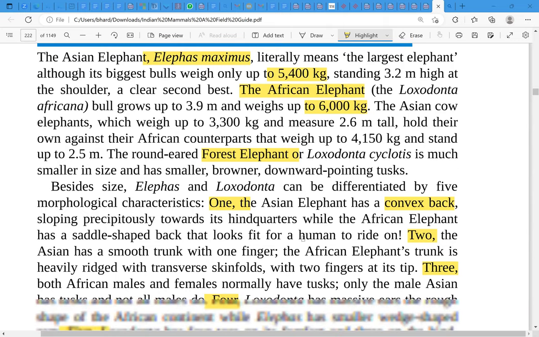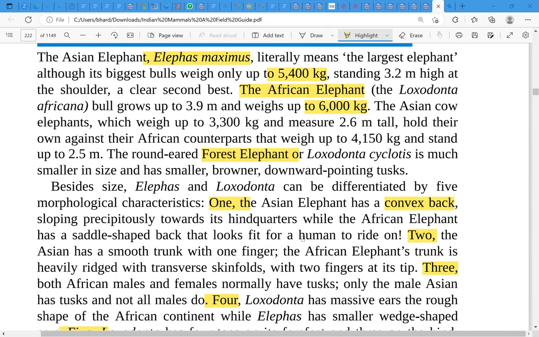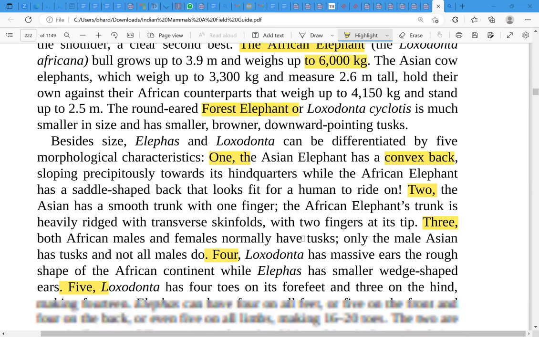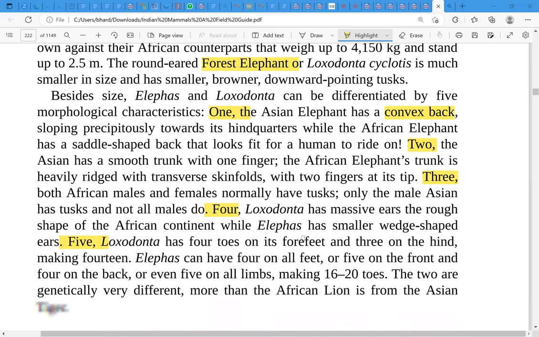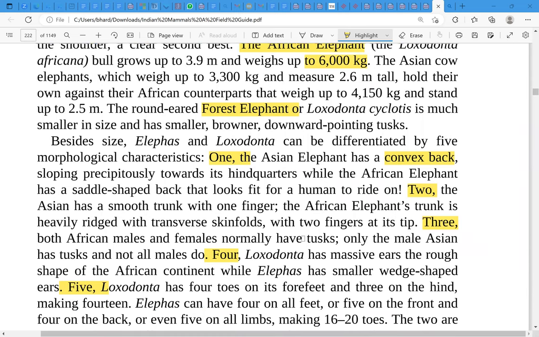There are Asian cow elephants also. Asian cow elephants weigh 3,300 kg and stand up to 2.6 meters tall. So you can say the Loxodonta elephant, or the African elephant, is a bit different from the Asian elephant. So this differentiation is by characteristics.